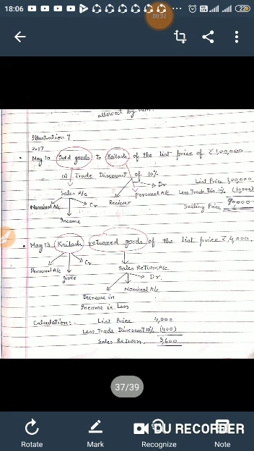Now the next transaction is May 13: Kailash returned goods of the list price rupees 4,000. In this transaction, two accounts are involved: Kailash, who is returning goods to us, and the goods returned by him. Whenever a customer returns goods to us, it is represented by the sales return account. So two accounts are involved, Kailash and sales return account.